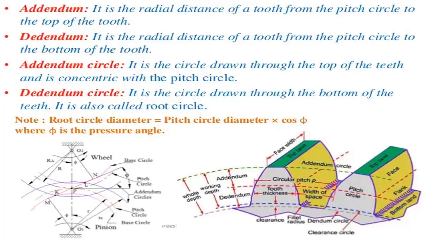Here, the root circle diameter is taken as the pitch circle diameter into cos phi. Here phi is the pressure angle. We have already noted down the pressure angle in the previous slide.